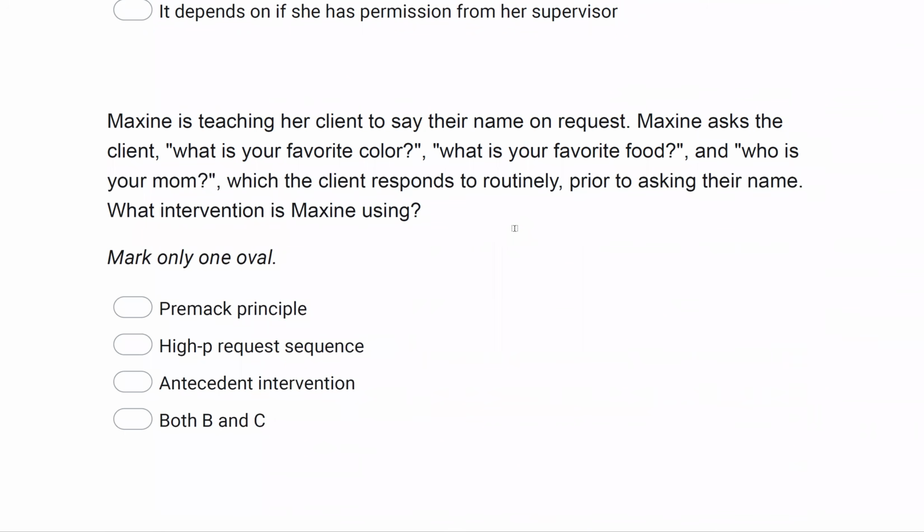Maxine is teaching her client to say their name or request. Maxine asks the client, what is your favorite color? What is your favorite food? And who is your mom? Which the client responds to routinely prior to asking their name. What intervention is Maxine using?